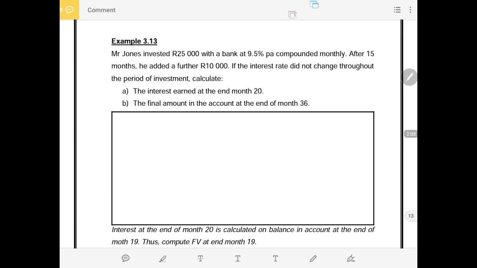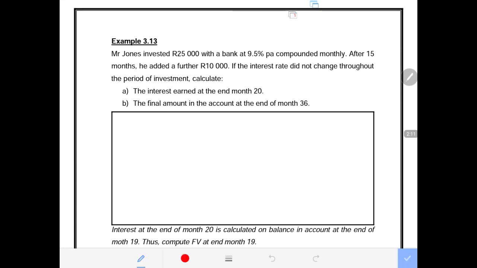But now we come to example 3.13, where it is slightly different, but the concept and the basics still remain the focal date. It says Mr. Jones invested 25,000 rands with a bank at 9.5% per annum, compounded on a monthly basis. And we know that when the interest is compounded monthly, we earn interest on the capital plus the accumulated interest 12 times a year.